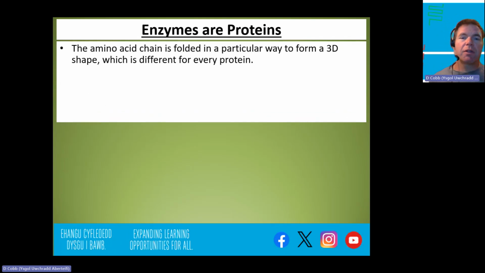Now, the reason that those proteins have that unique structure and function is because that amino acid chain is folded in a particular manner. So the number of amino acids and the sequence of amino acids causes that chain to be folded in a very particular way, which forms a specific three-dimensional shape. And that specific three-dimensional shape is different for every protein. I mentioned the insulin protein. All insulin proteins will look the same as each other, but no other protein will look like insulin.